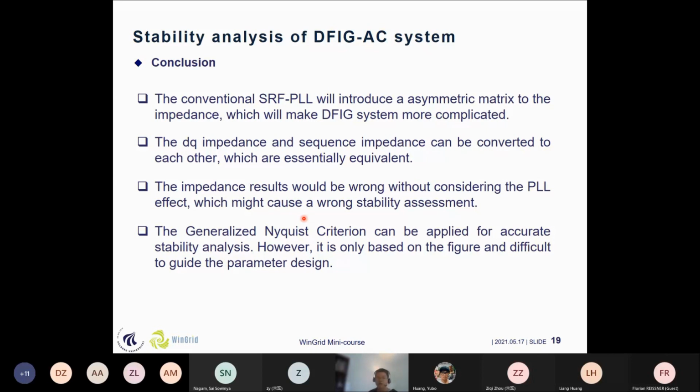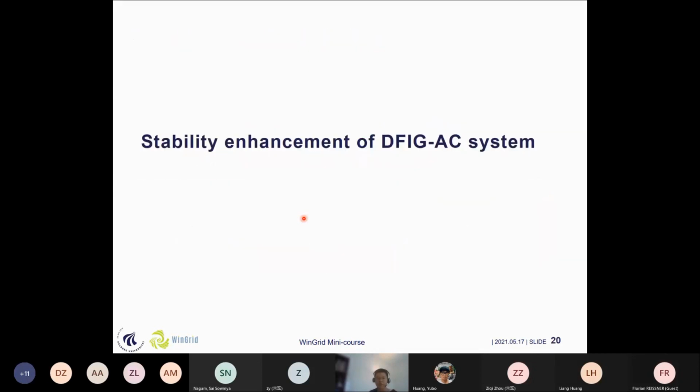Okay, so this is the first part. I just made a brief introduction of how we can model the DFIG systems when we are considering the PLL, and how to make the stability assessment of this kind of system under the weak grid. And in the second part I want to talk about how we can improve the stability of the DFIG system. Since this is our objective, the first part is how we can know the system characteristic under the weak grid conditions. That is from the understanding perspective.